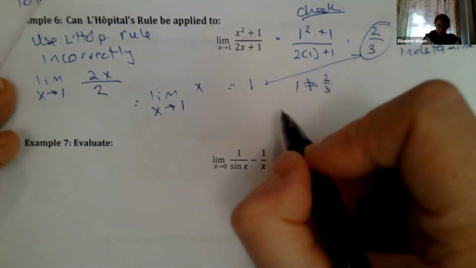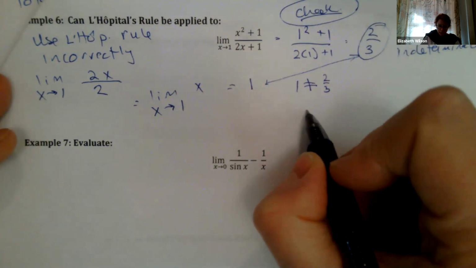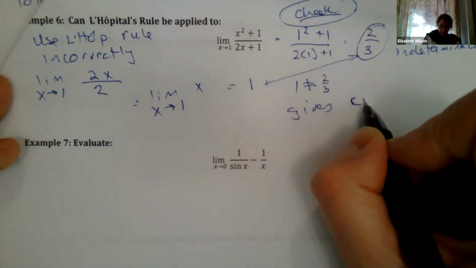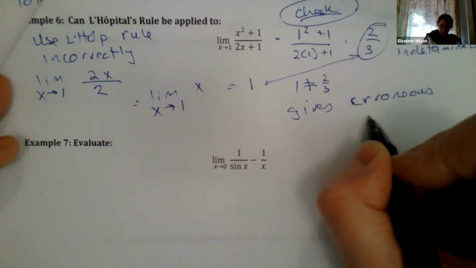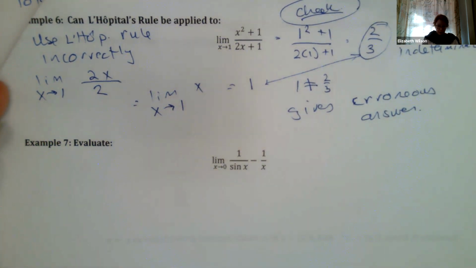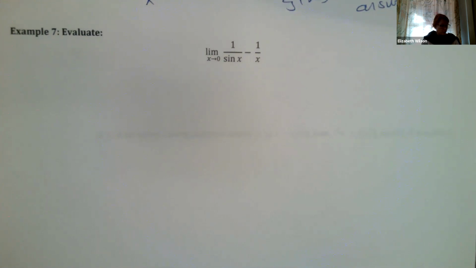So be careful. Always check. If you use L'Hopital's rule incorrectly, it will give an erroneous answer, which will be incorrect. Alrighty, so let's move on to other types of indeterminate forms so that you can take a look and see what these things look like.